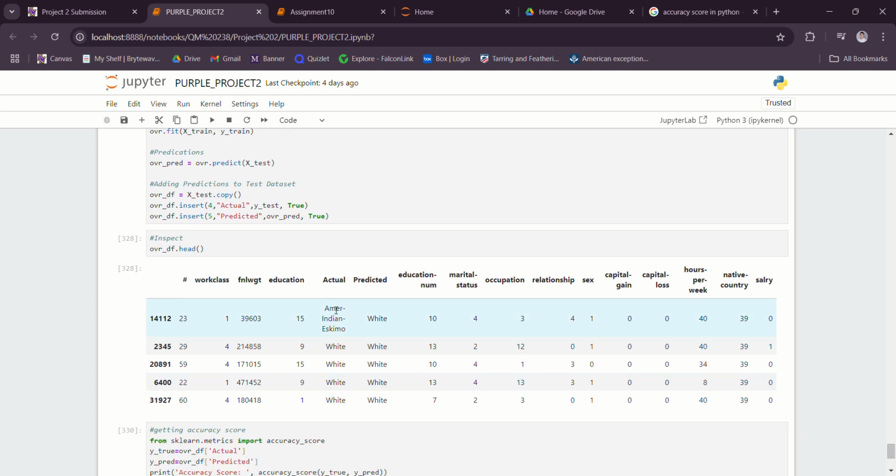So as you can see right here, for example, row number 23, column number 14,112. Their race was American Indian Eskimo, but they were predicted to be a white person. However, all these other attributes, they were white and they were predicted to be white.